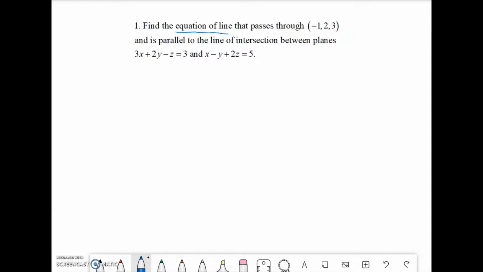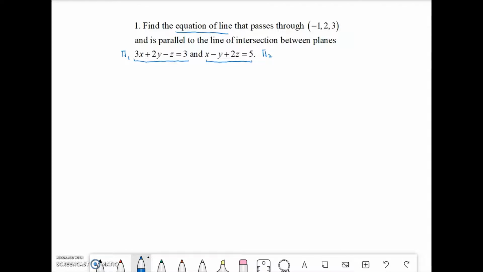So we have two planes here. The first plane is 3x plus 2y minus z equals 3. And the second plane is x minus y plus 2z equals 5. So this is plane 2.